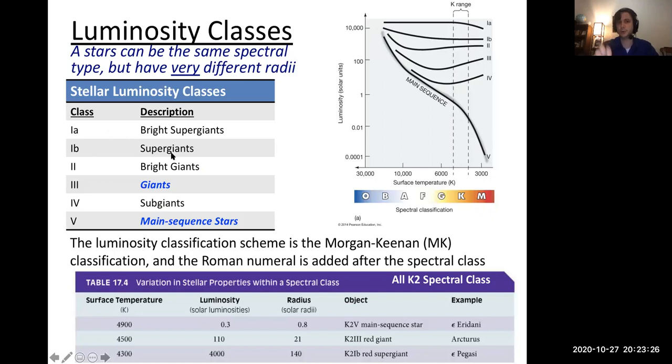Luminosity class 2 are our bright giants. Luminosity class Roman numeral 3, III, are our giants. Luminosity class 4, Roman numeral IV, is subgiants. And luminosity class V, so the 5th luminosity class, are our main sequence stars.